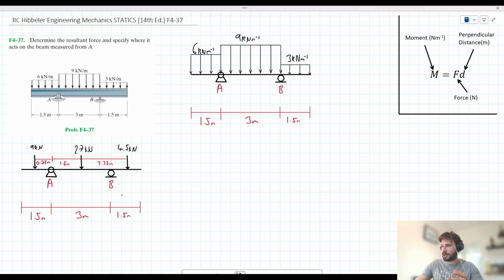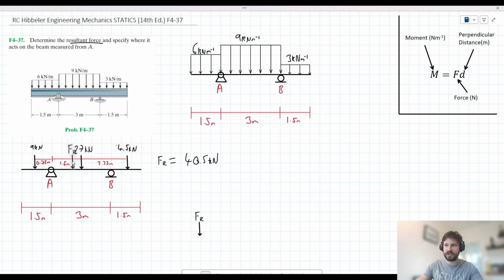So we've converted our distributed loads to point loads here. Now, we can seemingly work out the magnitude of the resultant force by inspection, right? We can say that the resultant force of these three forces, or at least its magnitude, is going to be 27 plus 9 plus 4.5, which I happen to know is equal to 40.5 kilonewtons. Okay, so that is the magnitude of our resultant force here.